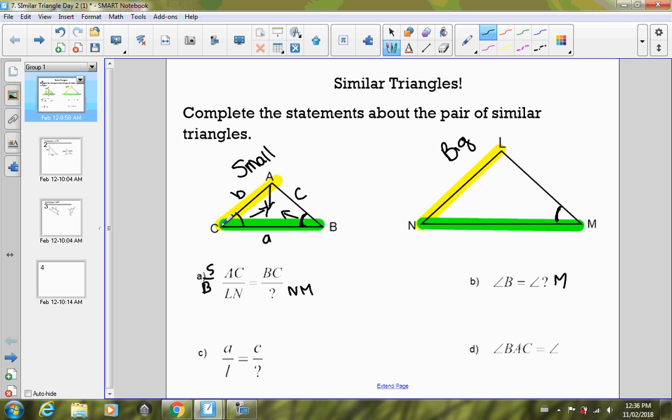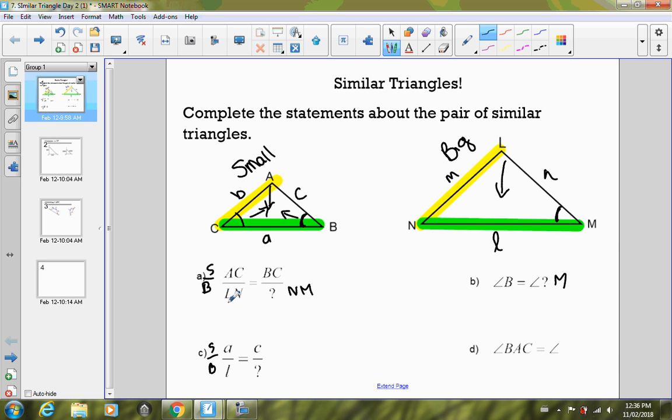lowercase b. So again, if I go here and I do this triangle, here's angle L, so across from there, this would be side length L. Here's angle M, this is side length M. Here's angle N, here's side length N. So when I look at this, it is again saying A over L. So this is again saying small over big. I'm just writing the small over big because that's going to be important.